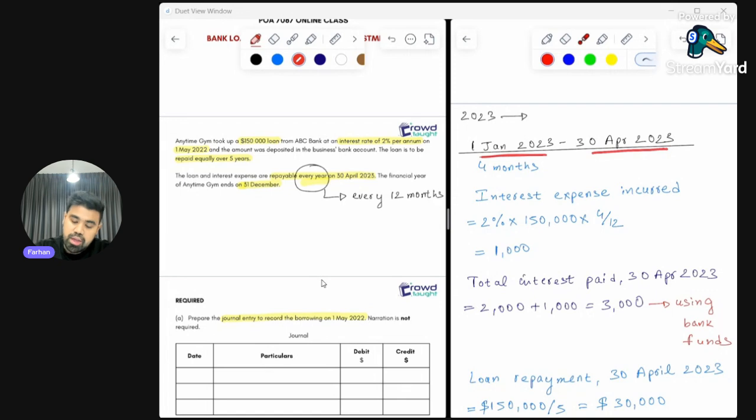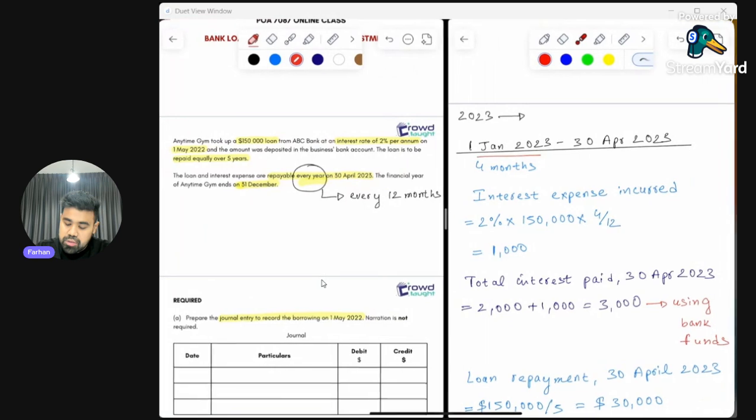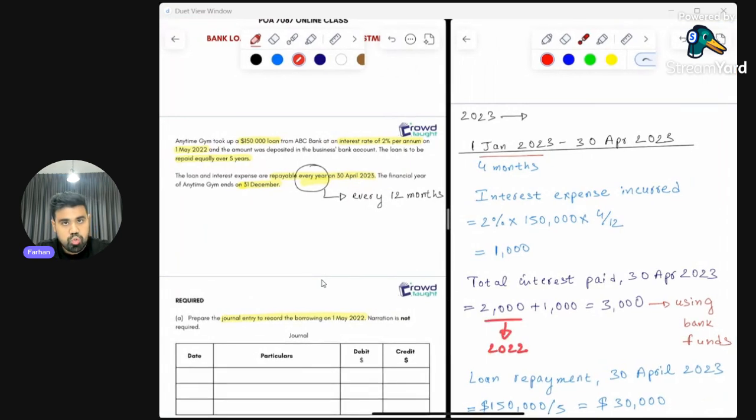So in this first 4 months, let's calculate the interest expense that we have incurred, which is simply the annual rate of 2% multiplied by the loan amount of $150,000 multiplied with 4 over 12, which basically converts the 2% annual rate into a 4-month number. Altogether, the interest expense for the first 4 months is $1,000. Okay. Therefore, on 30 April 2023, we will be paying $2,000 from the year 2022, which are the 8 months of May, June, July, August, September, October, November, and December, plus an additional $1,000, which are for the first 4 months of 2023.